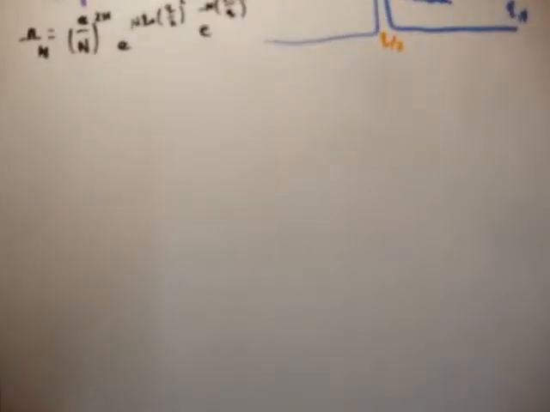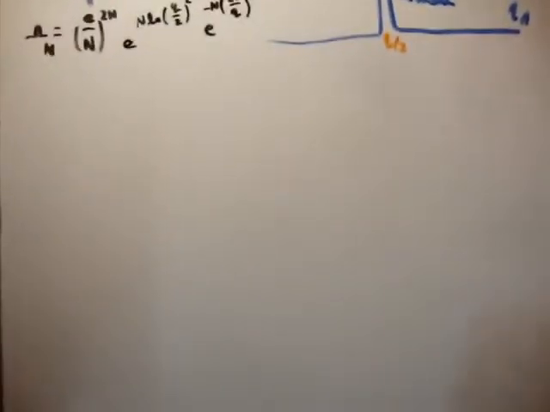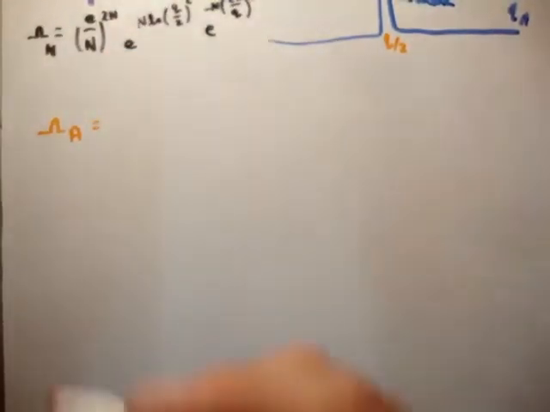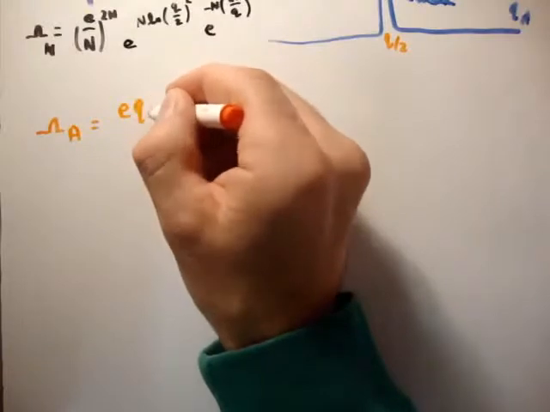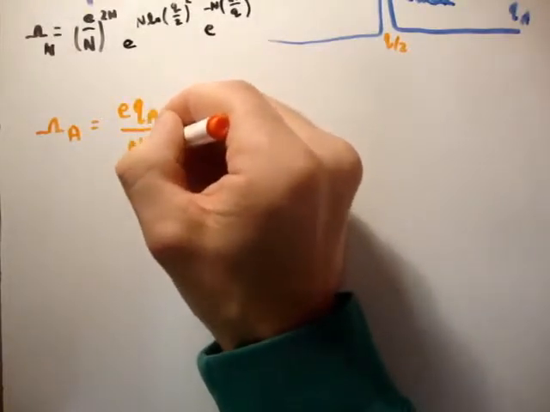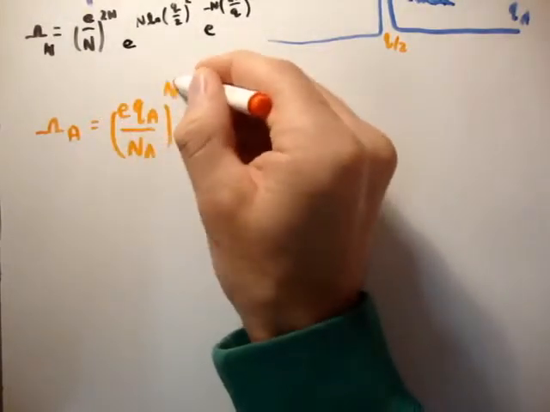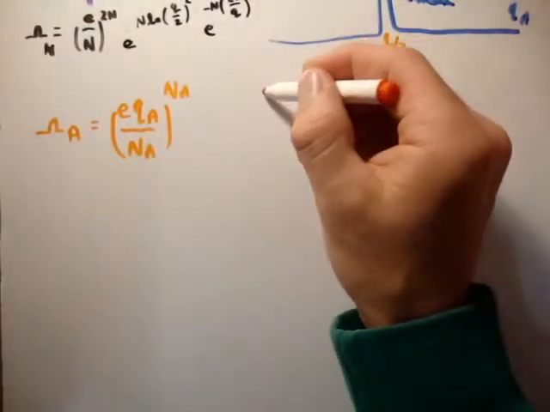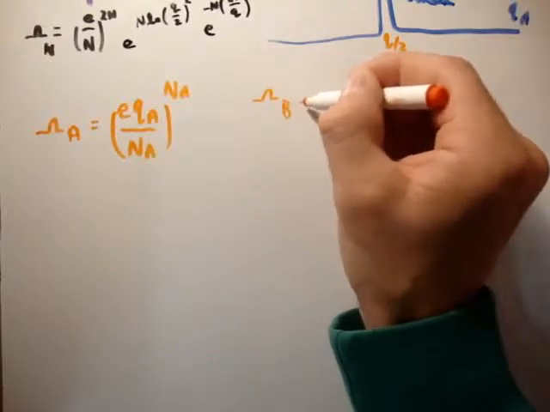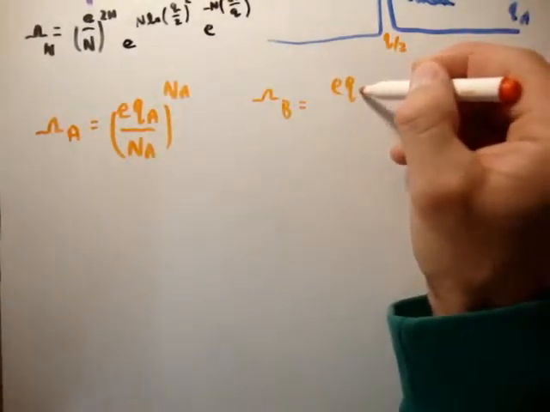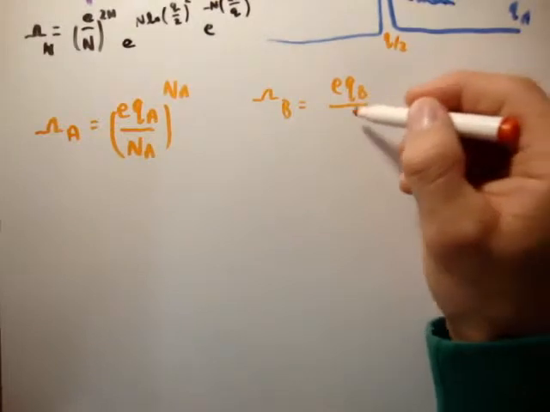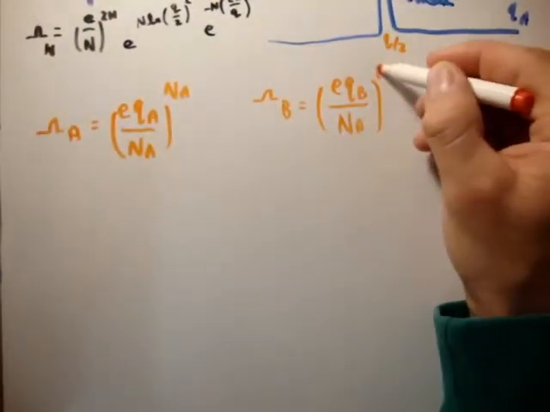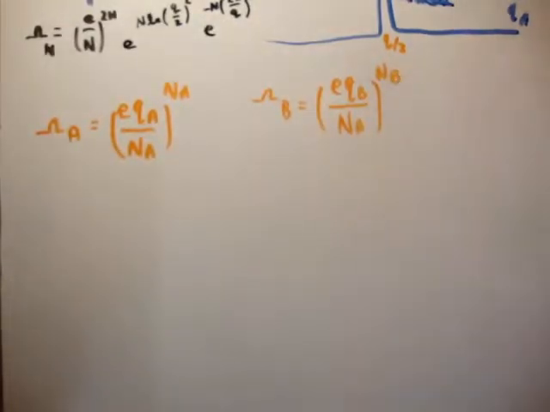So let's go ahead and derive our expression. We saw in the previous video that the multiplicity for a single Einstein solid, namely Einstein solid A, was E times Q sub A over N sub A to the power of N sub A, where N sub A was the number of oscillators in the solid. And similarly for Einstein solid B, we would have E, which is just the number E, multiplied by Q sub B, divided by the number of oscillators in Einstein solid B, to the power of the number of oscillators in Einstein solid B.